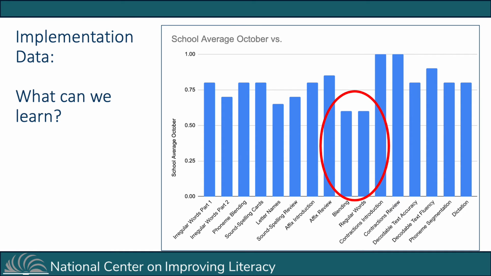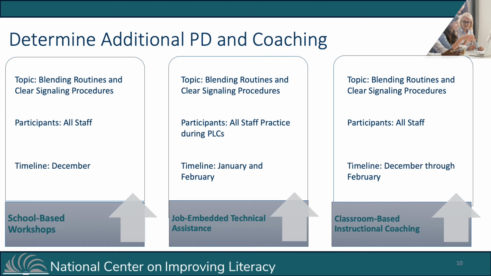We can also look at the areas of instruction. So irregular words, sound review, letter name, affix, blending, etc. And we can collect that data. And what can we learn from looking at this? We can see that the blending and the regular word reading are lower than the other areas. What we can do then is use this data to determine additional PD and coaching.